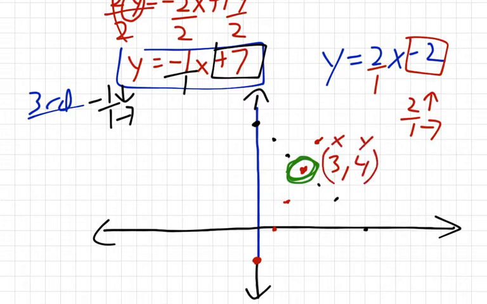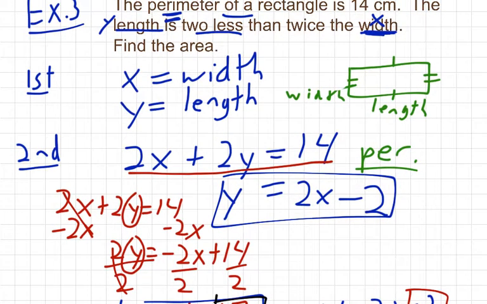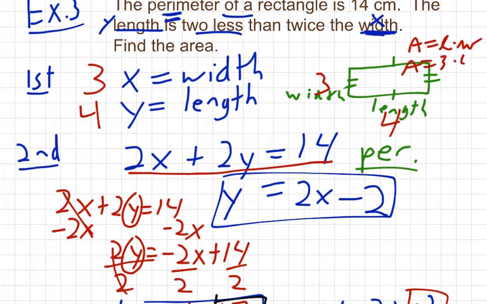And my 3 is my x, and my 4 is my y. So what does that mean in context of this problem? Well, we let x be the width. So my width is 3, and y is our length, so our length is 4. And it says find the area. So if my width is 3, my length is 4, my area is just going to be length times width. So the area is going to be 3 times 4, which is 12. So your final answer for example 3 is 12 centimeters squared.